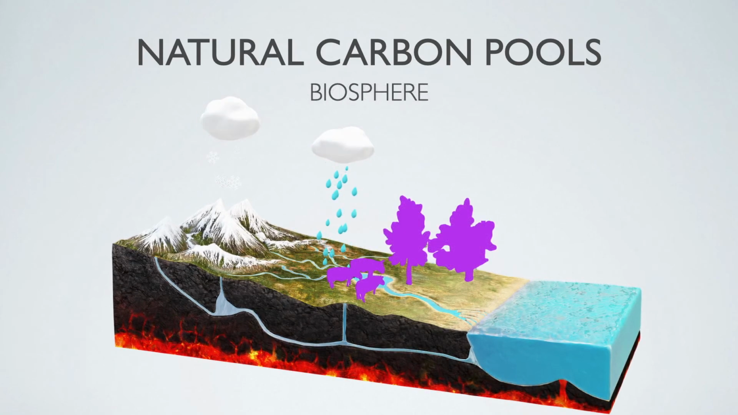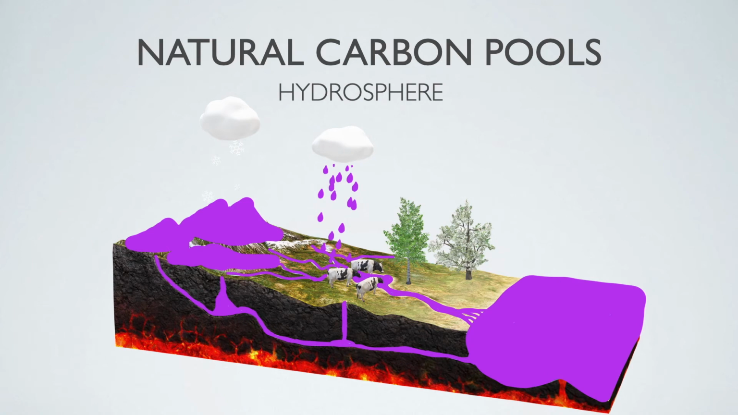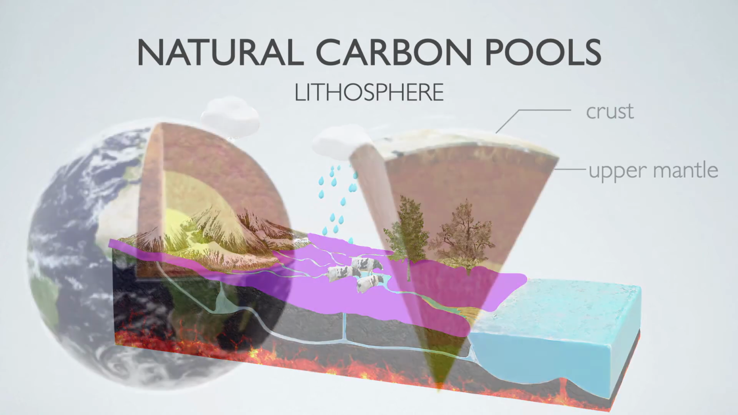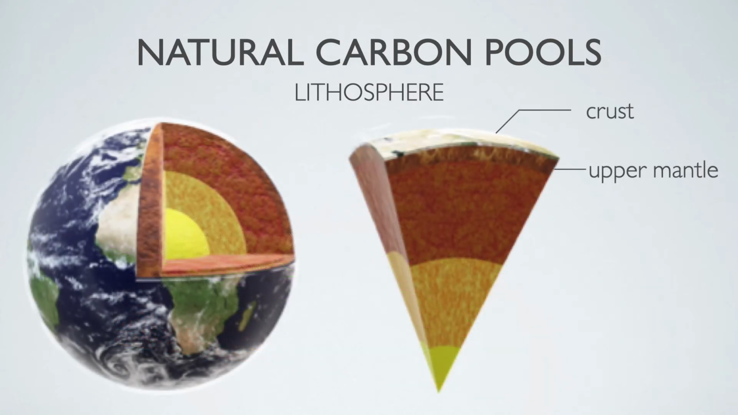The biosphere is the totality of living organisms such as plants and animals. Humans are part of the biosphere. The hydrosphere is the whole of the water present on Earth. It can be in liquid form, such as oceans, rivers, groundwater, for example, as well as in a solid form, for example glaciers, snow, and gaseous form, the water vapor. The last pool of carbon is the lithosphere, which is a rigid envelope of the surface of the Earth. The lithosphere includes the Earth's crust and part of the upper mantle.